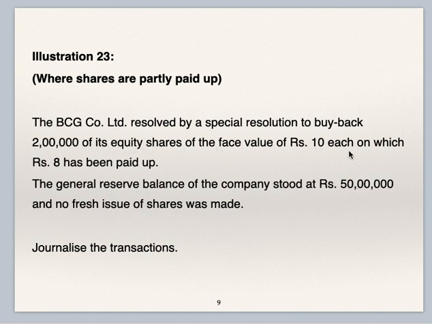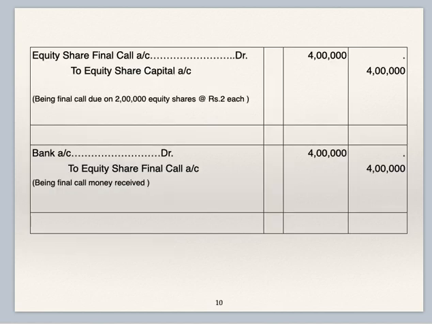BCG Company Limited resolved by special resolution to buy back 2 lakh of its equity shares of the face value of rupees 10 each, on which rupees 8 has been paid up. Out of 10, rupees 8 only has been paid up. That means final call of rupees 2 is due. The general reserve balance of the company stood at 50 lakhs. No fresh issue of shares was made. Journalize the transactions.